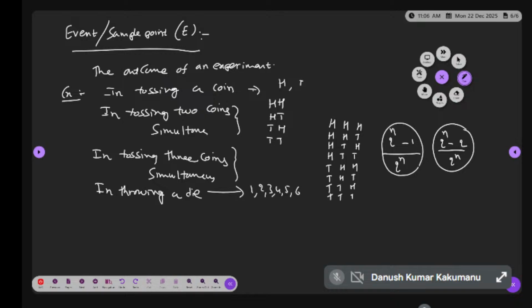What are the even numbers? 2, 4, 6. Odd numbers are what? 1, 3, 5. Prime numbers are what? 2, 3, 5. If I ask you what is the probability of the prime number? 3 by 6. Composite, probability of composite number. Understanding? Clear to all of you?